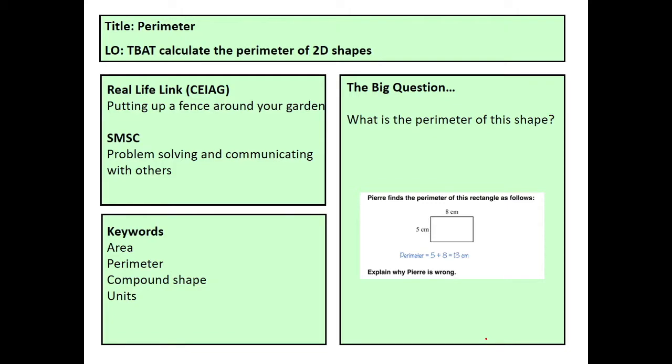Hey students, today we're looking at the perimeter again. The learning objective is to be able to calculate the perimeter of 2D shapes. However, today we won't be counting squares, we will be looking at the measurements that are given. So, real life scenarios, exact same as before, the keywords, exact same: area, perimeter, compound shape, in units.